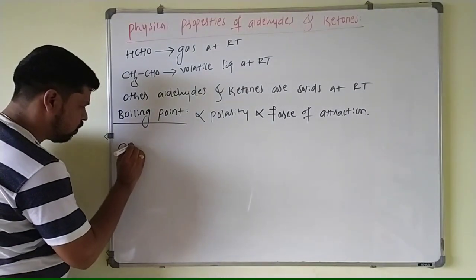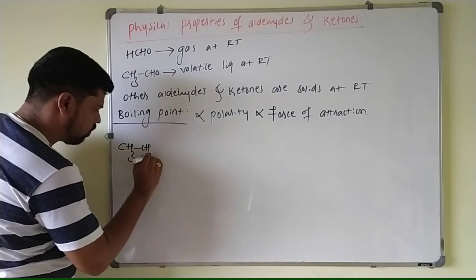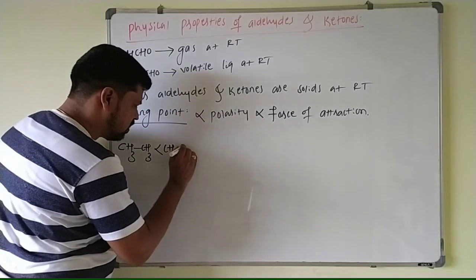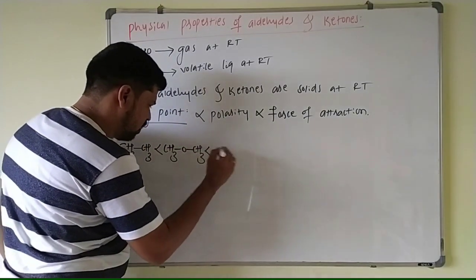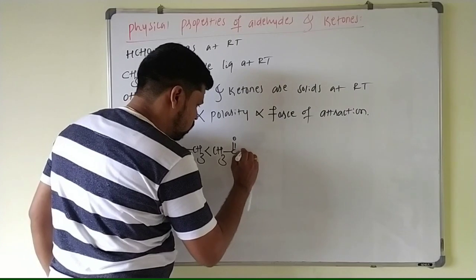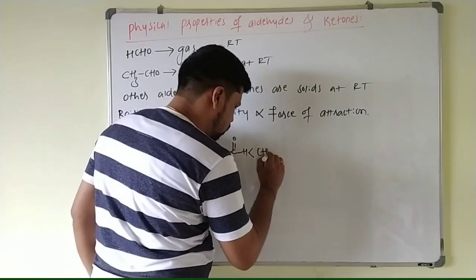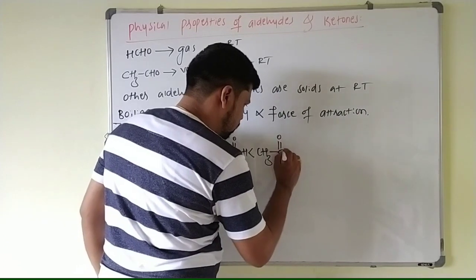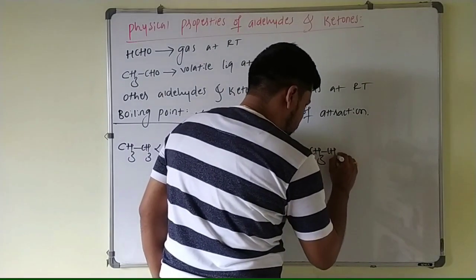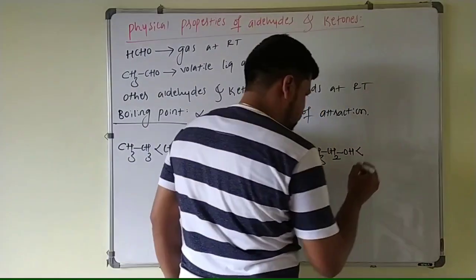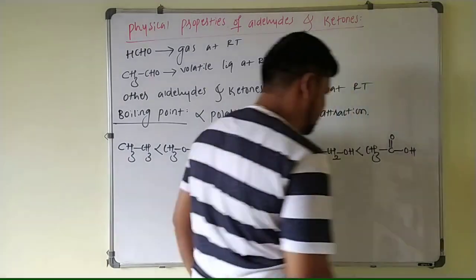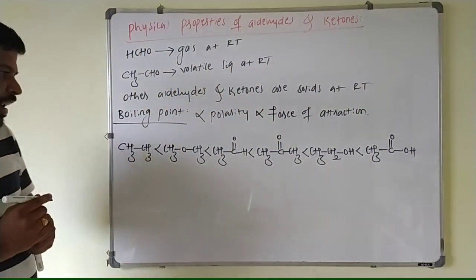Suppose if I take 2 carbon alkane, its boiling point will be less than ether CH3 OCH3. After this we will take aldehyde CH3 CHO, then comes a ketone CH3 C double bond O CH3, then comes alcohol CH3 CH2 OH, then comes acid CH3 C double bond O OH here. So this is the order of boiling point of these organic compounds.